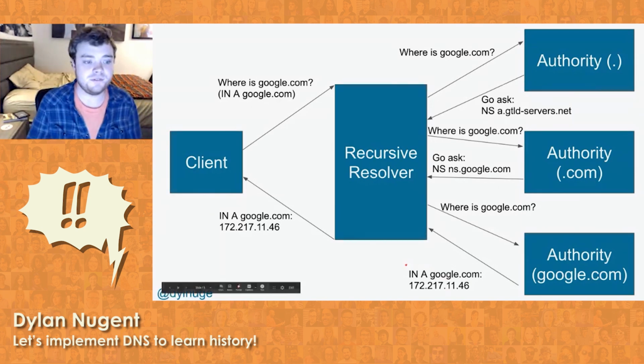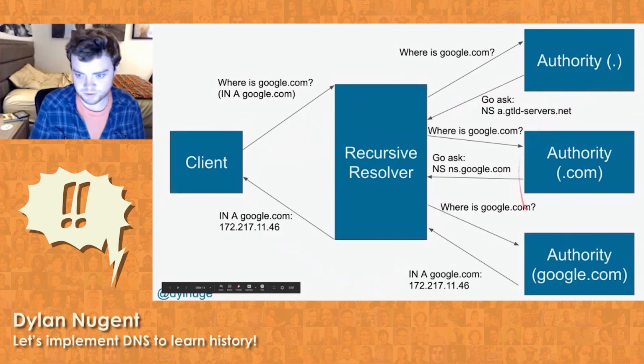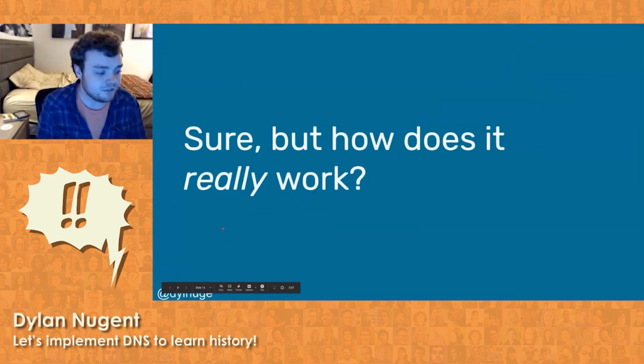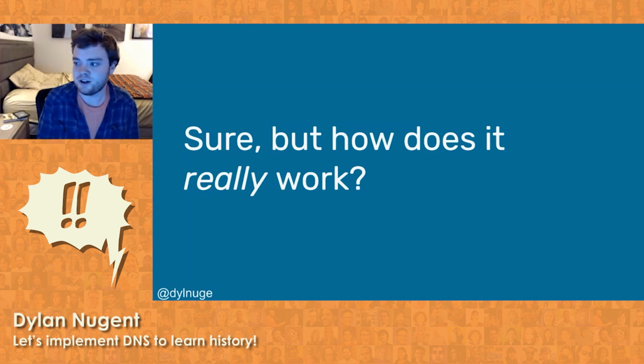This is the high-level overview of DNS. We ask a question, a bunch of authorities get queried, and eventually we get a response. But I was finding myself wondering, how does that actually work? What's going on underneath the hood? So I thought I would go read the DNS specification.